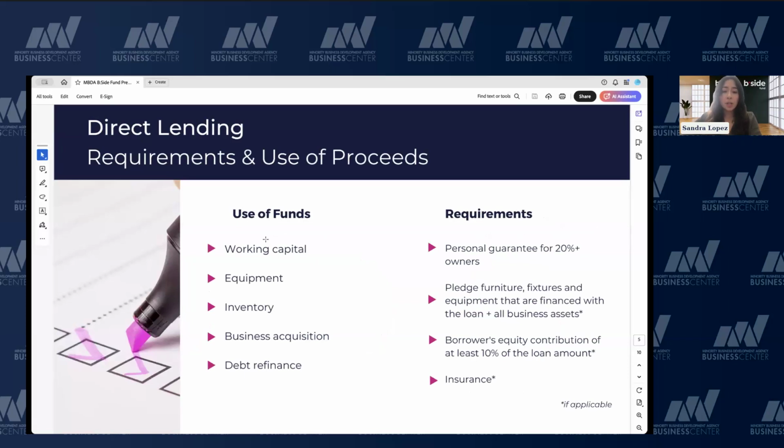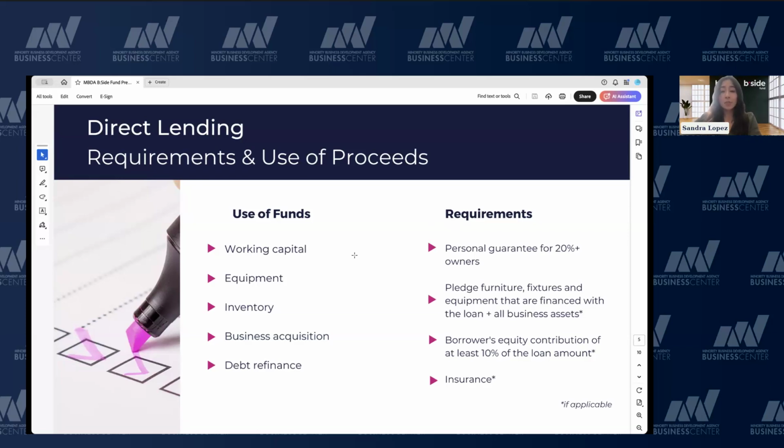Regarding the use of funds and how our clients can use the funding, it could be either for working capital, equipment, inventory. We do a lot of business acquisitions and debt refinance. And there are some requirements that we want to see from our applicants, including any personal guarantor that owns 20% or more of the business. I would love to have that person on the application as well.